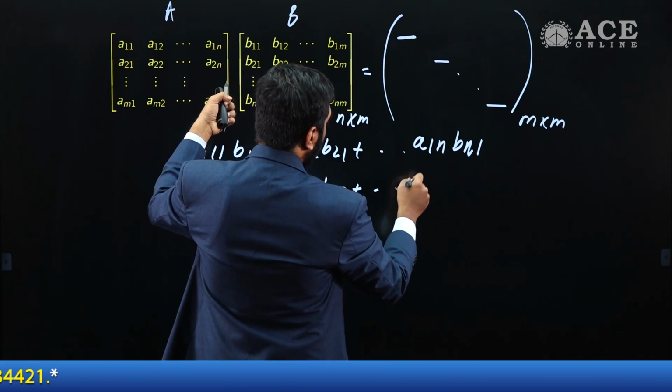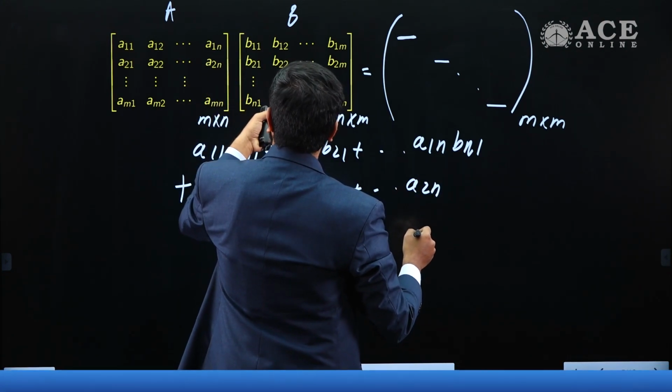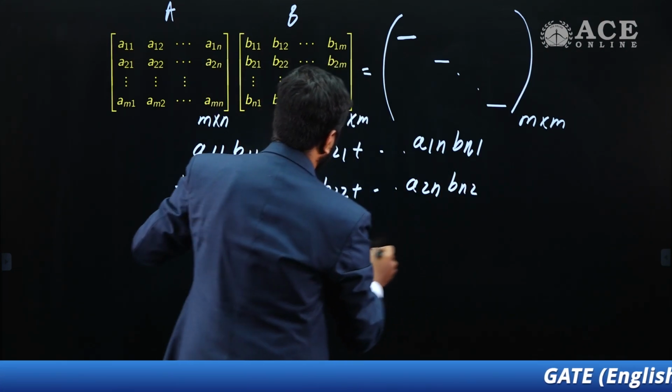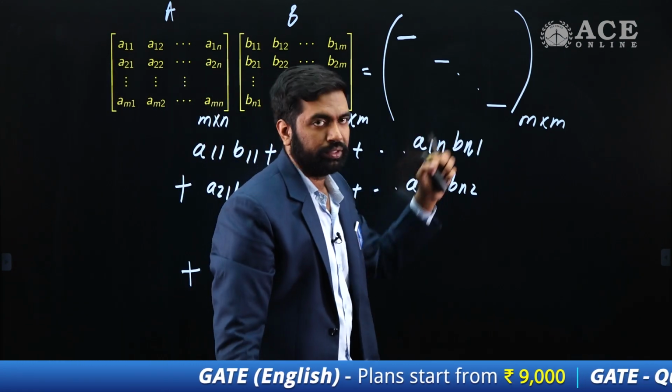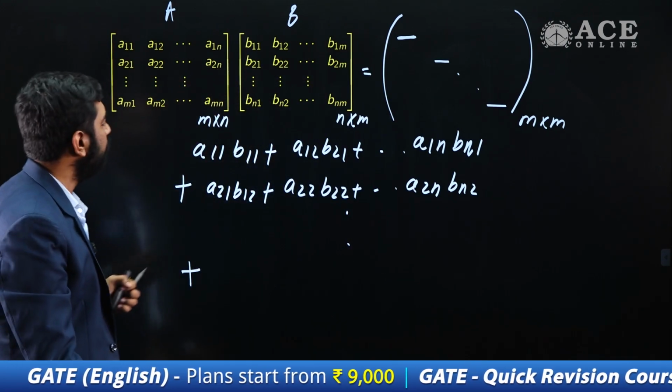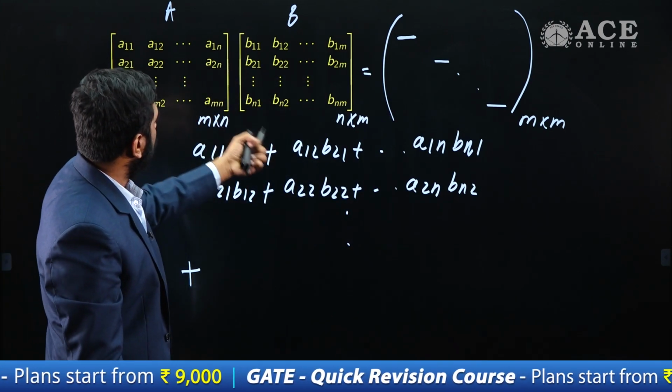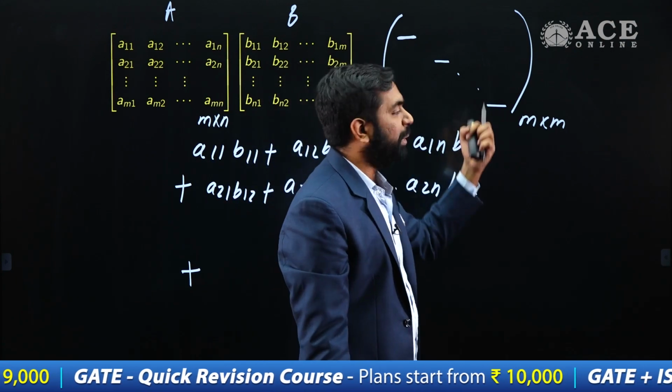And then this A2n multiplied with Bn2, and then like that you have to add all those, and let me write the last element, that is this. Okay, so it's an interesting problem actually. So this row into this column will give you this particular element.